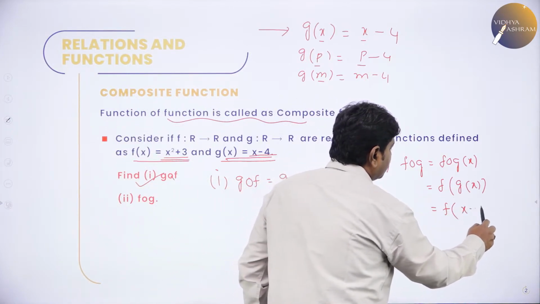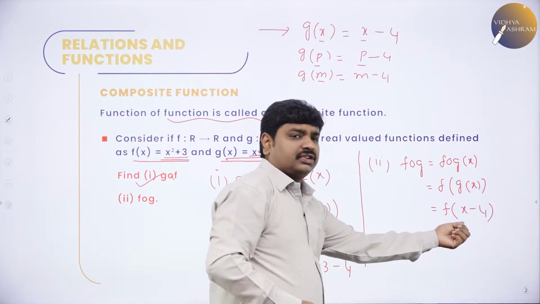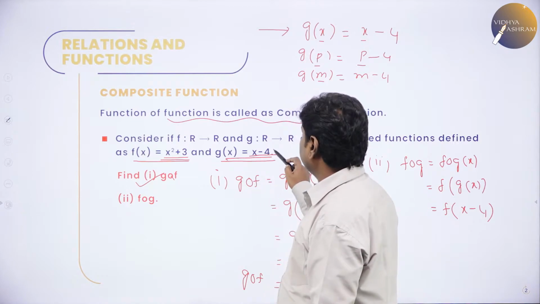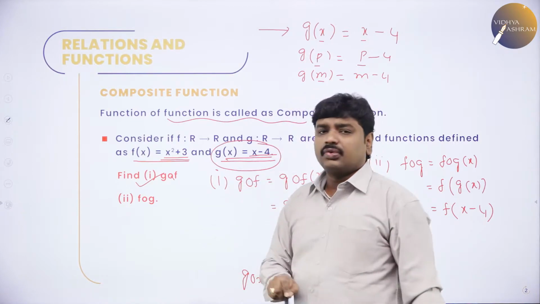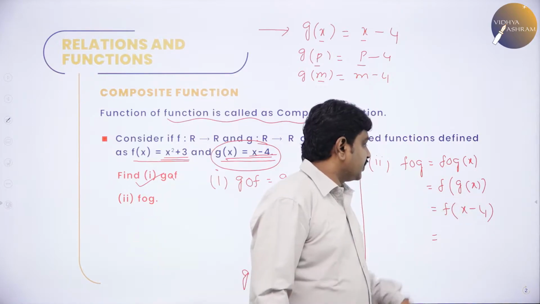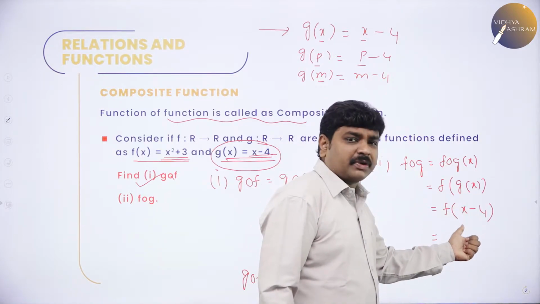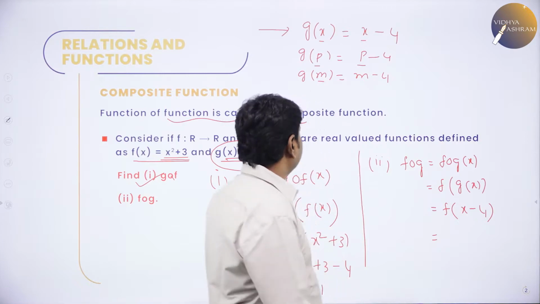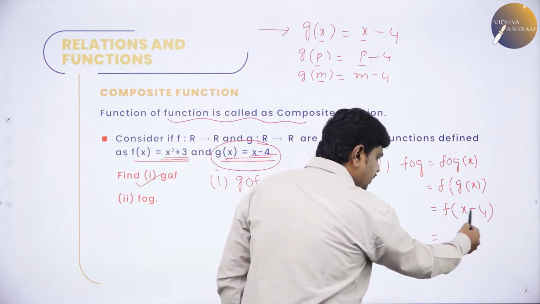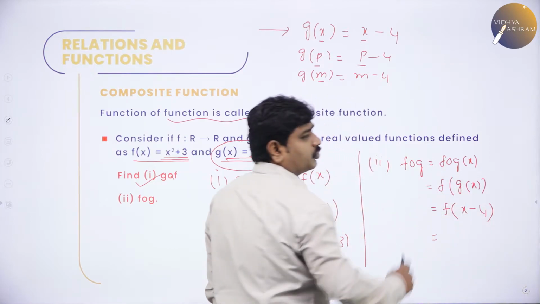What is g of x? X minus 4. From where did we get this? In the question. If you see the question, they have given g of x. What is g of x given? X minus 4. I wrote it. F of g of x. See, f of g of x. In the place of g of x, put the value of g of x. What is the value of g of x? X minus 4. G of x is x minus 4.